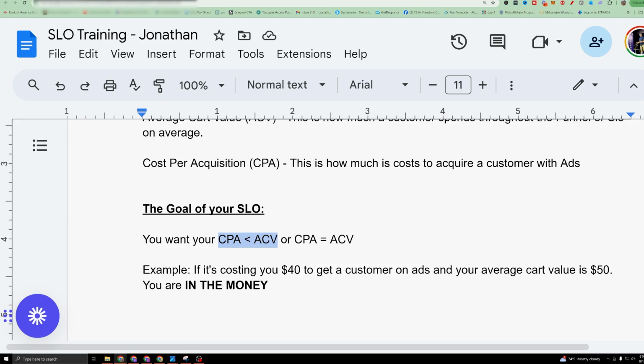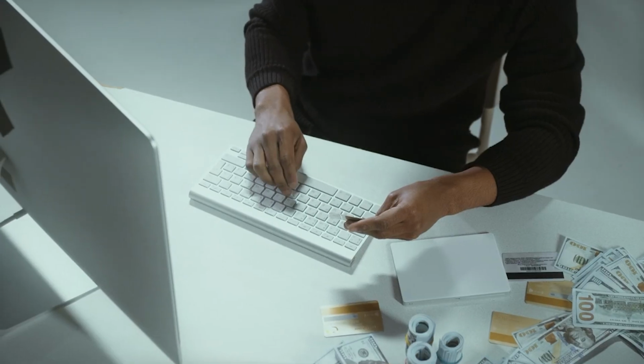Now, the next best case scenario is if the cost per acquisition equals your average cart value, or at least very similar, okay? For example, if it's costing you $40 to get a customer using advertising and your average cart value is $50, well, you're in the money, because you got to think about it, right? If you're spending $40 on this customer and on average they're spending $50, you're essentially making $10 every time someone buys, okay? Now, the next best case scenario is, let's just say it costs you $50 to get a customer and they're averaging $50 in the funnel. Well, that's okay, because now you're building this list for free.